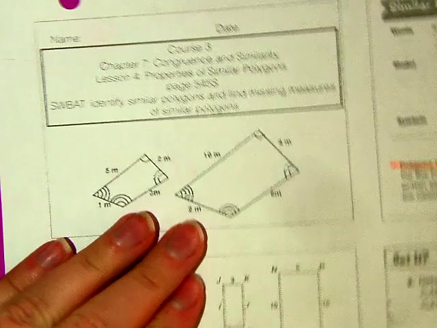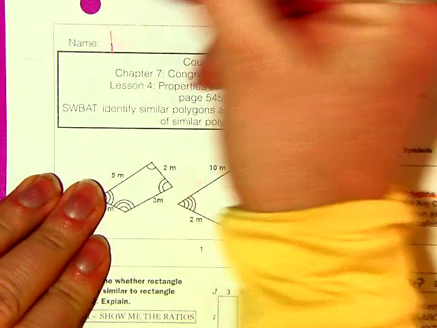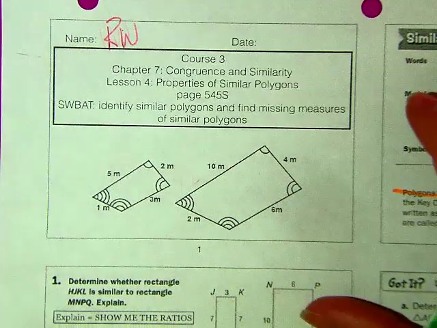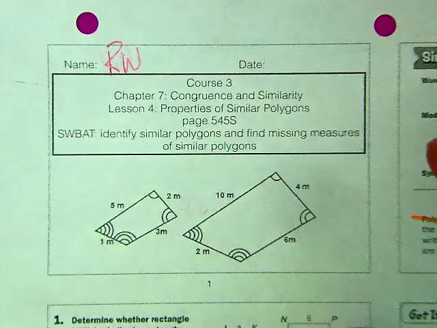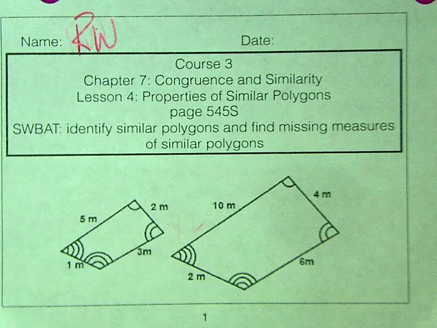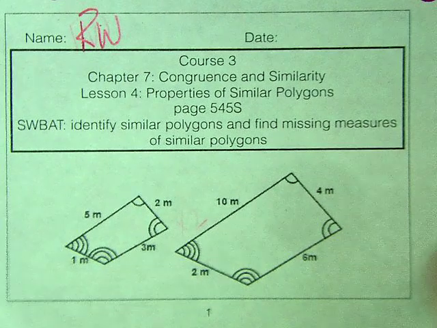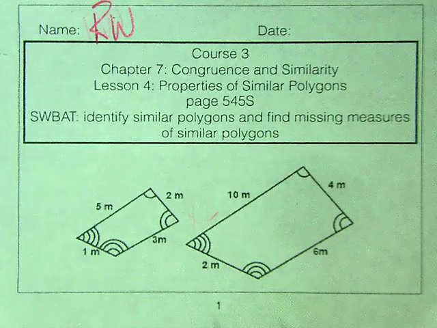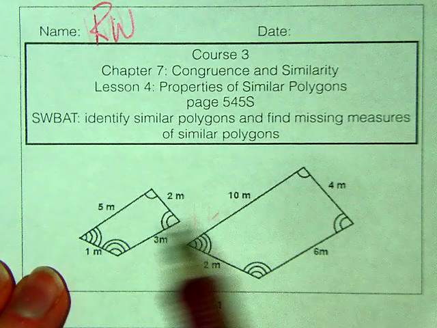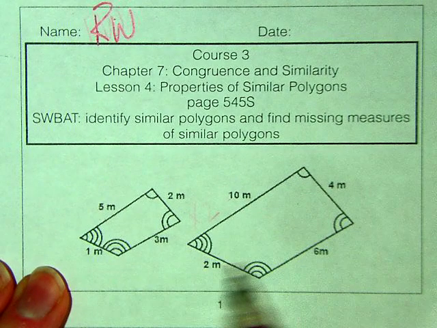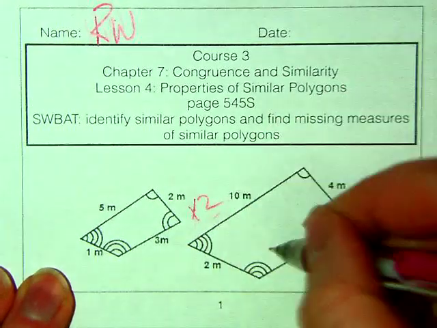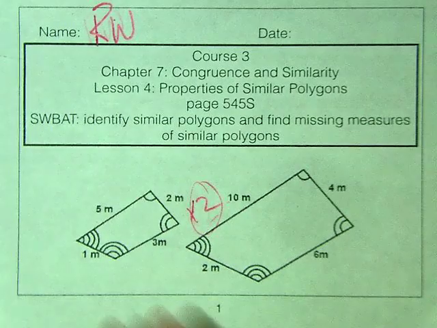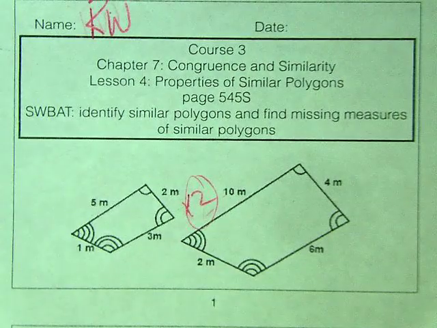Okay, so we're going to move on with congruence and similarity. We've got properties of similar polygons. So if something is similar, so same shape but different size, it has some characteristics. If we look at this picture, they did a nice job of putting all the angle marks in corresponding angles. And if you look at the numbers, 5 to 10, 2 to 4, 3 to 6, and 1 to 2, that means that this second quadrilateral is twice the size. The scale factor would be 2 if we were mapping the smaller one onto the larger one.